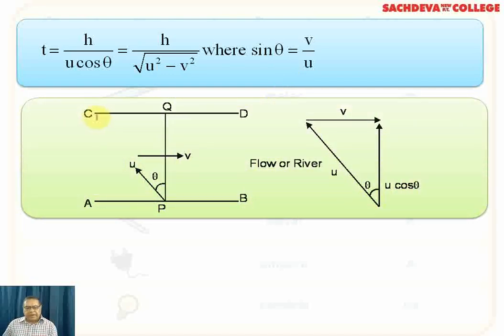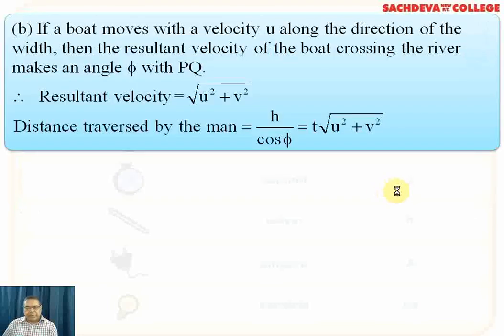Now, in the figure, again, we have to find the time. So it is indicated by h. H is PQ and it is divided by u cos theta. The flow of the river is indicated by V. So in the adjoining diagram, V is the direction of flow of the river. U is the direction of movement of the man or the swimmer, and theta is the angle with respect to the flow of water, and U is inclined at angle theta, that is, the swimmer is inclined at angle theta with respect to V. U cos theta is the component, that is the horizontal component.